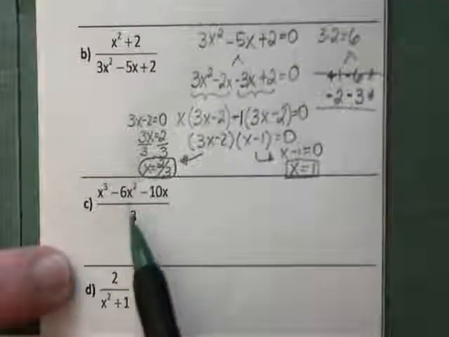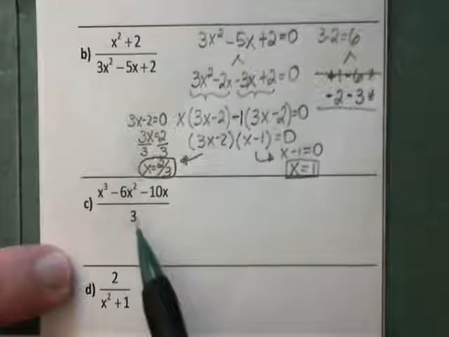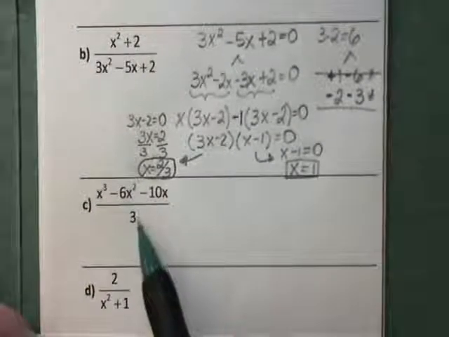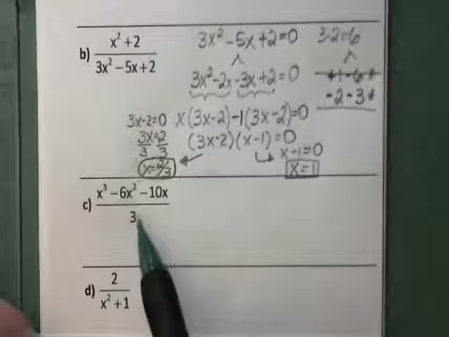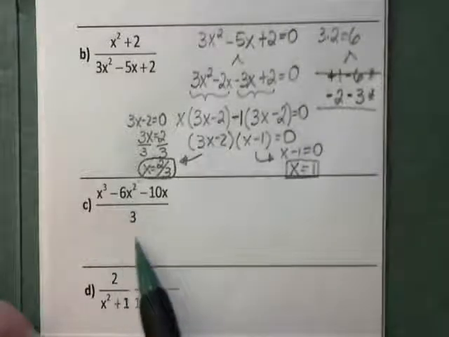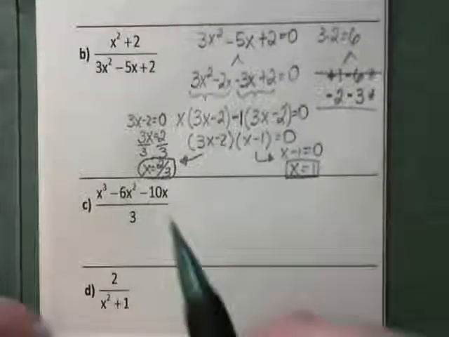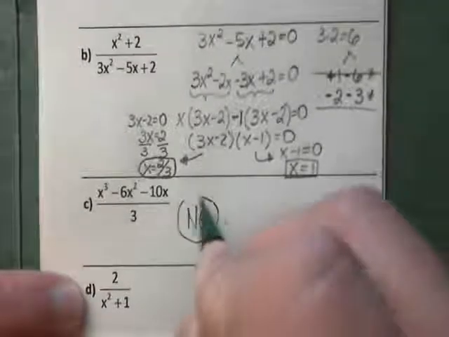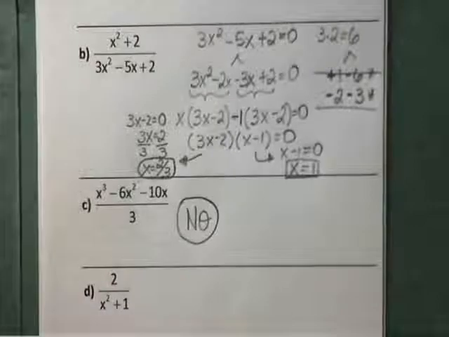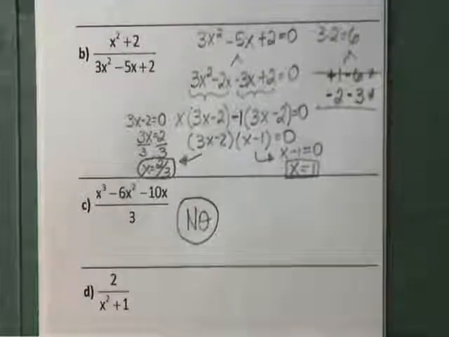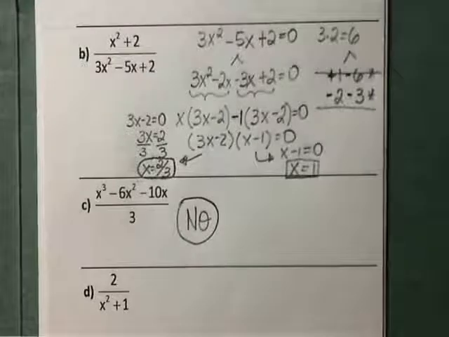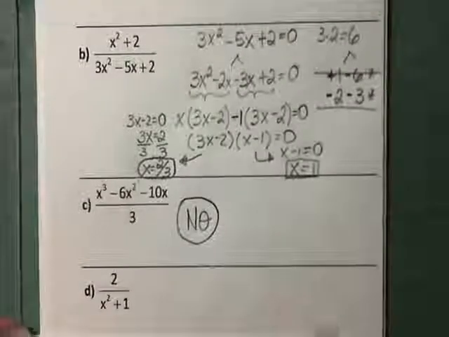Okay, question is, what value of x will make the denominator 0? And the answer is, there's no value of x on the denominator, so there's no chance that the denominator will ever be a 0. So that means here, there's no value of x that makes this undefined. Now we're going to do the next one.